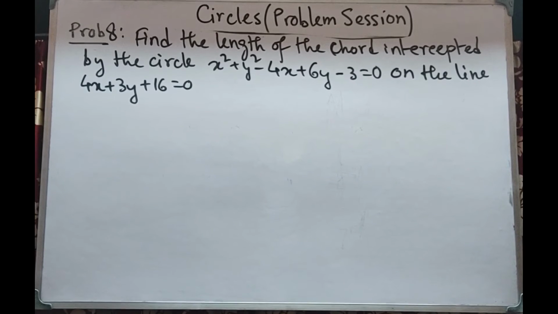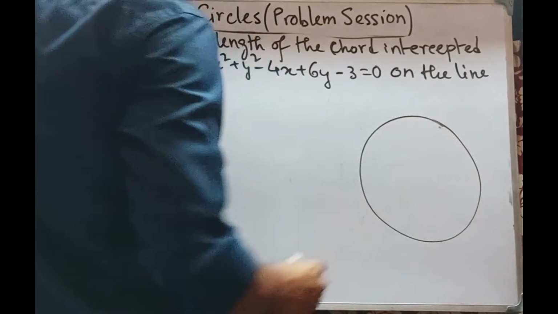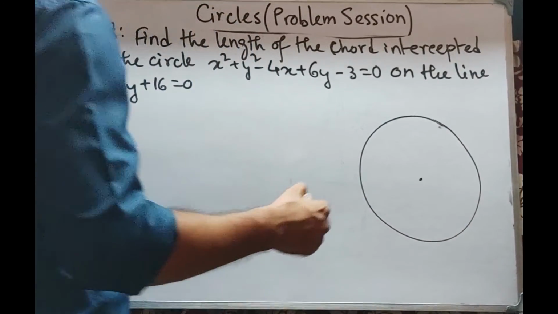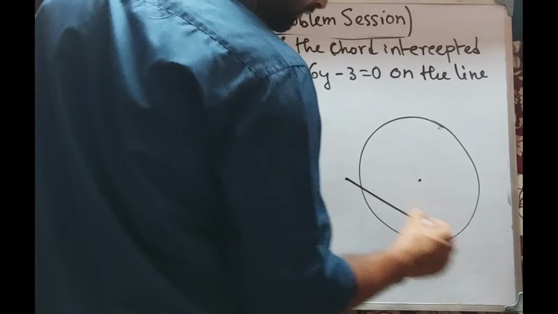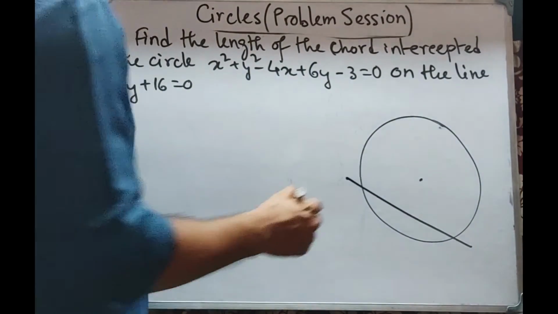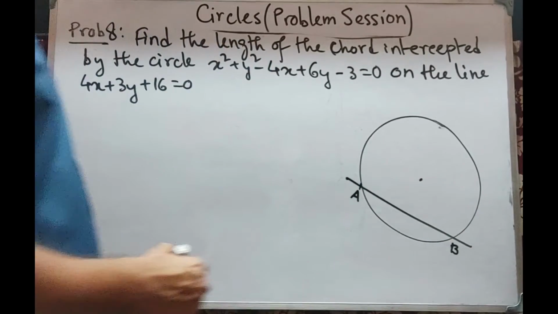This problem is based on the length of chord. So very much geometric. Let us see the picture first. So suppose this is the circle, and let us take the chord anywhere. This is the chord. We need to find the length of the chord, say AB. This we need to find.